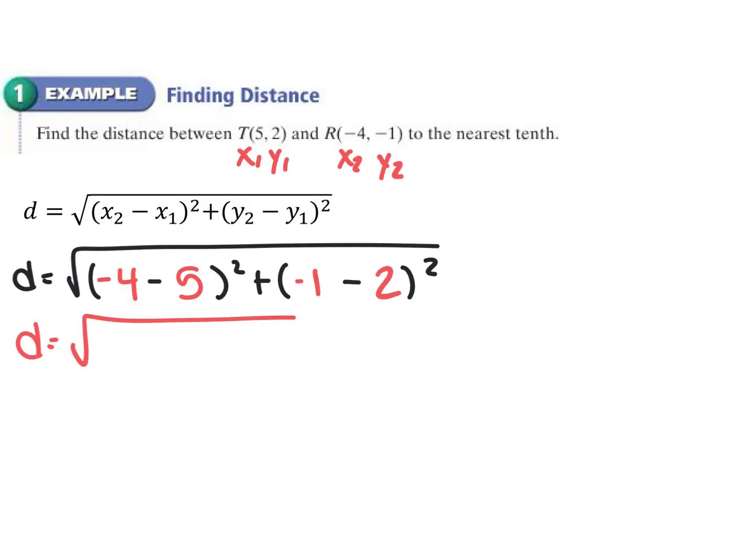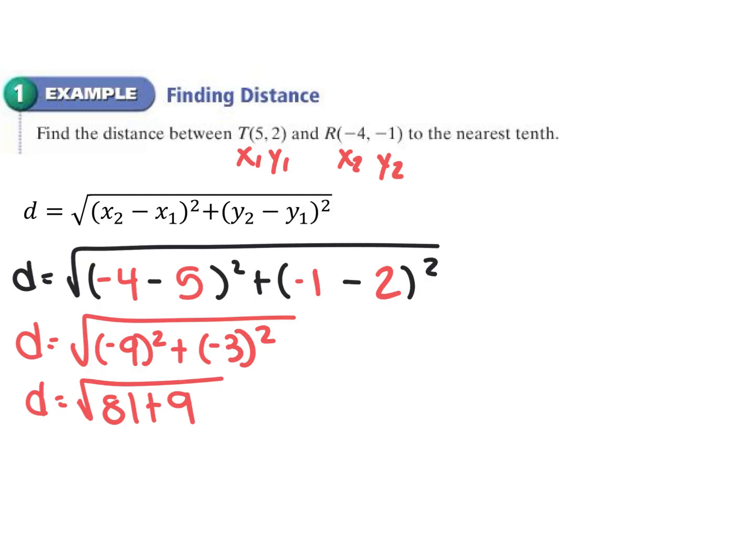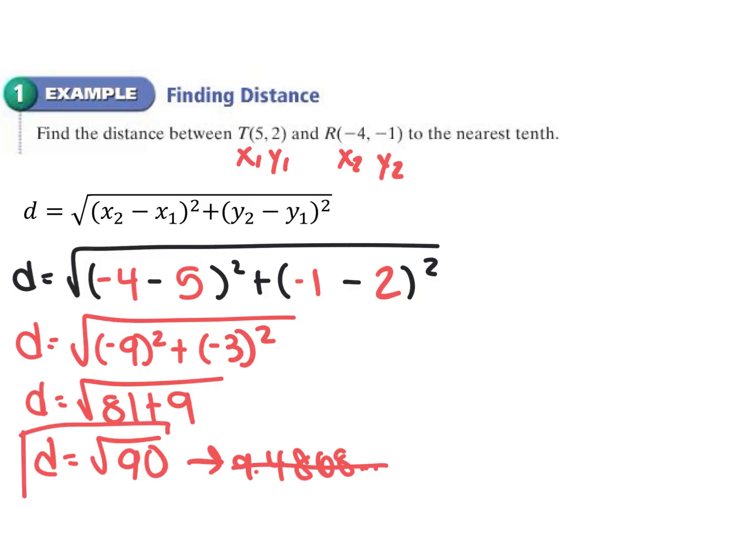If I simplify, this becomes the square root of -9 squared plus -3 squared. So this becomes the square root of 81 plus 9. When I square a negative number, negative times a negative becomes positive. So it becomes the square root of 90. Now, when I take the square root of 90 in a calculator, it becomes 9.4868, and it keeps going. Since this is not a whole number, we're going to leave our final answer as just the square root of 90.